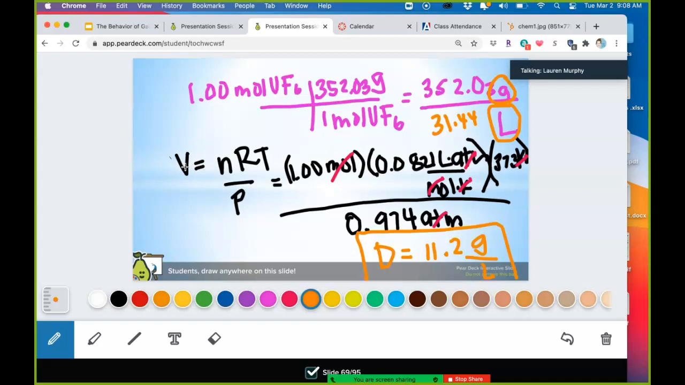So again, we use the ideal gas law to find the volume portion of density. Density has two parts. It has mass and it has volume. Mass divided by volume. So we found the mass, we used PV equals nRT to find the volume, and then we divide the two numbers. Mass divided by volume is density, and it comes out to be 11.2 grams per liter of uranium hexafluoride.